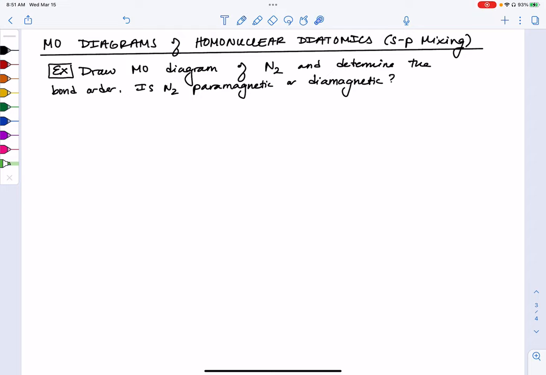Look at an example of how to draw molecular orbital diagrams for a homonuclear diatomic that does experience sp mixing, meaning its sigma s and sigma p molecular orbitals are similar enough in energy that they can interact in such a way as to affect the energy positioning of our sigma s and sigma p molecular orbitals. Namely, our sigma p molecular orbitals are destabilized and our sigma s molecular orbitals are stabilized. So let's work through this with an example.